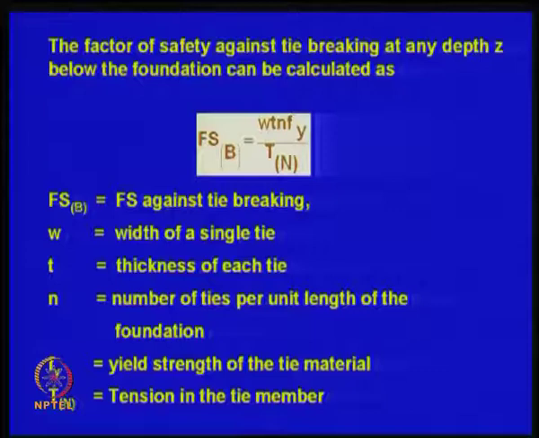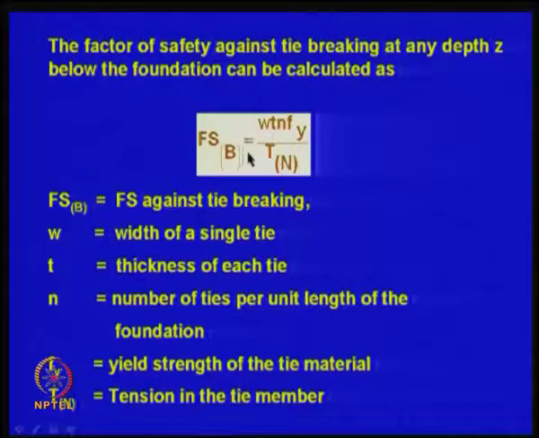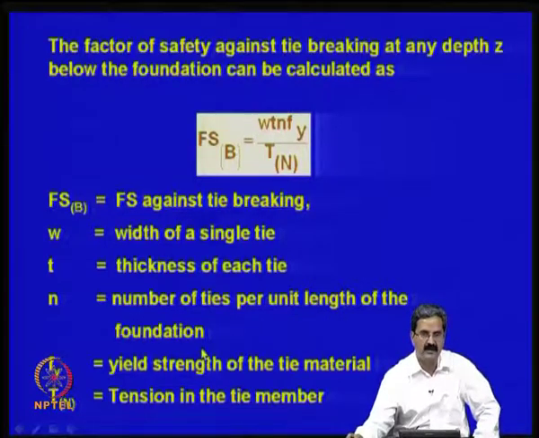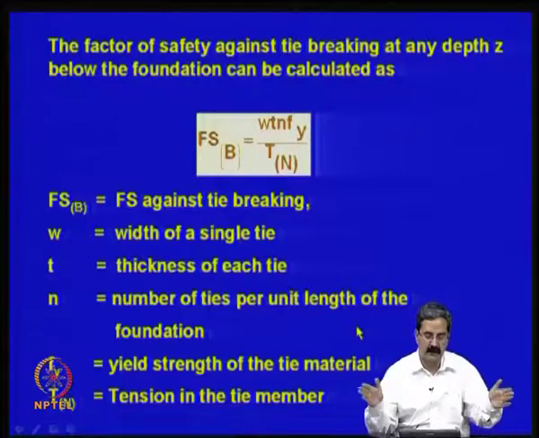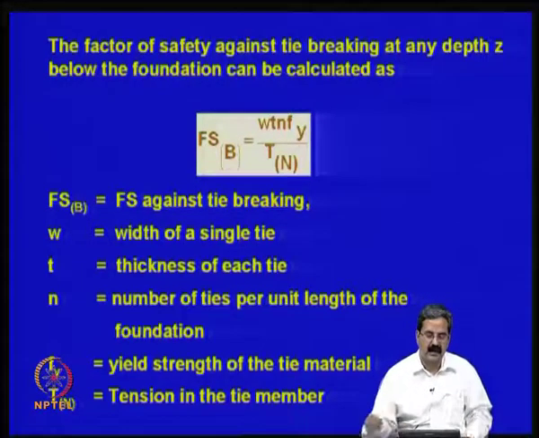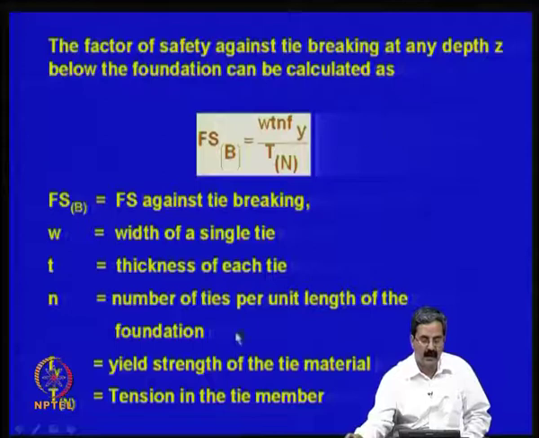So, once I calculate that, what is the factor of safety against breaking? As I said, it should not be broken, right. So, what should be the factor of safety? The way that I am calculating here is that n is the number of ties per unit length of the foundation. Say for example, you have the B width and you have a number of reinforcement elements, which is important, and how do you calculate that? We try to calculate in terms of the factor of safety.